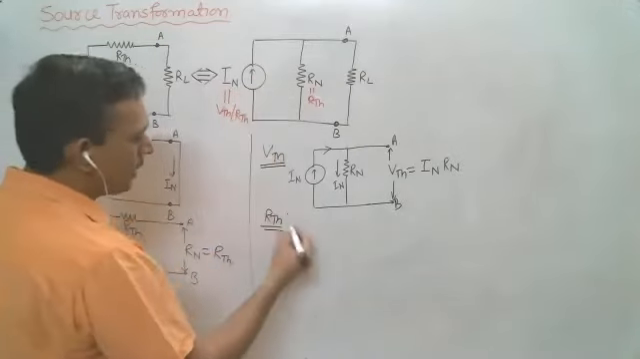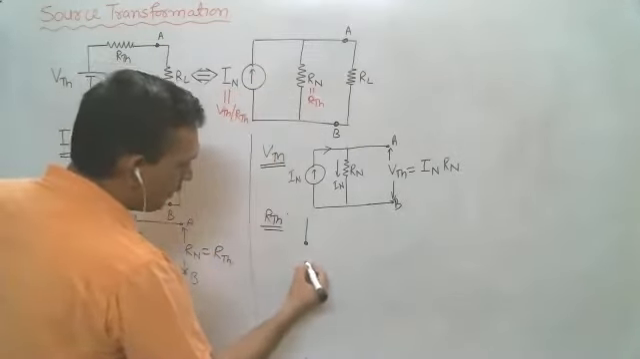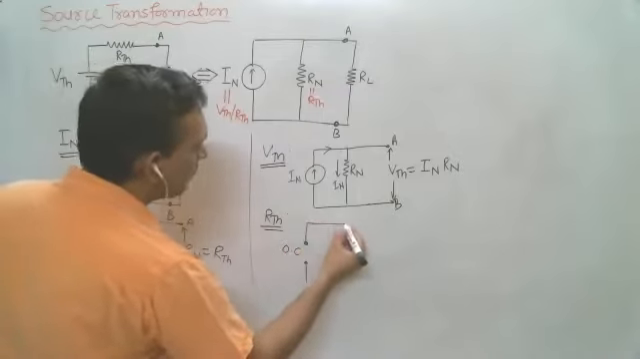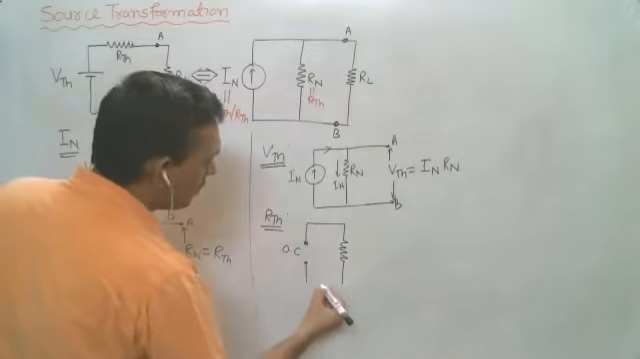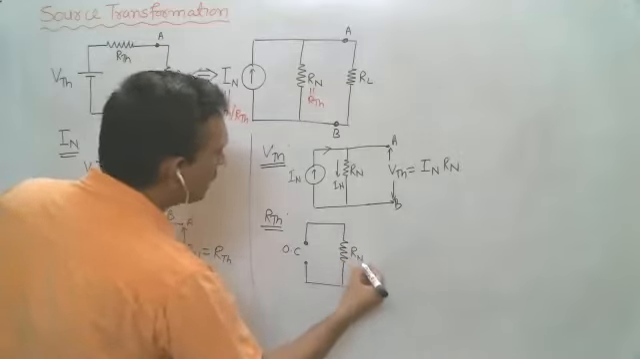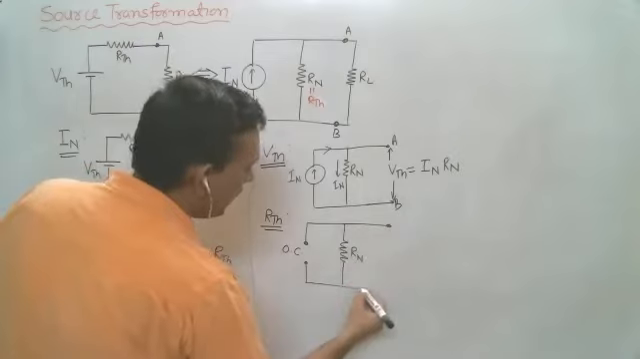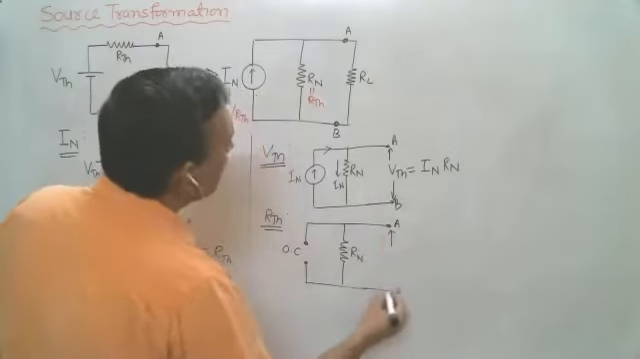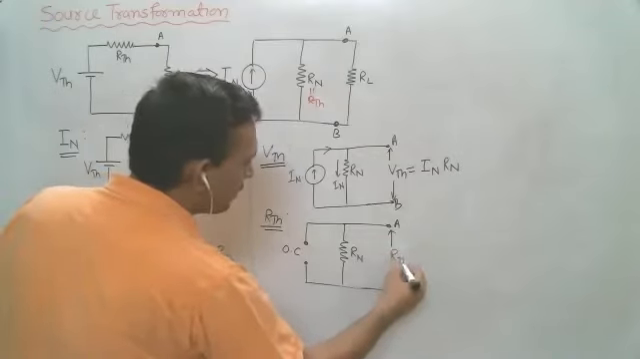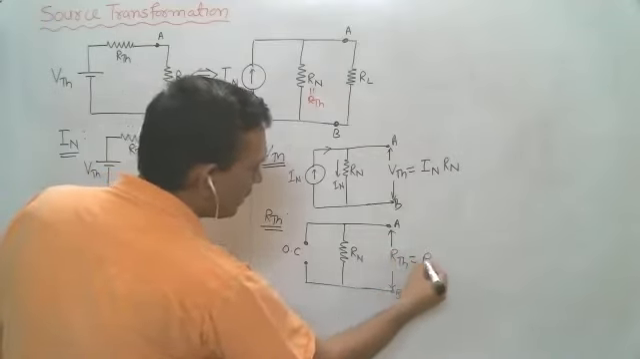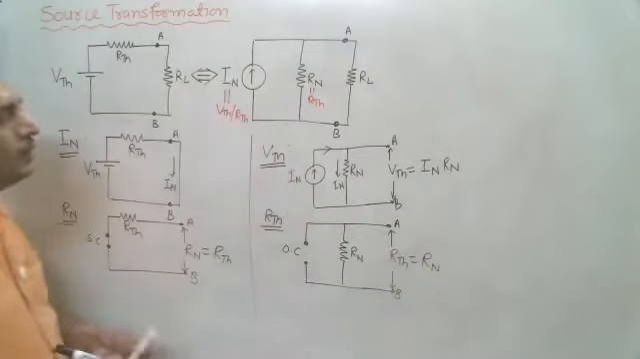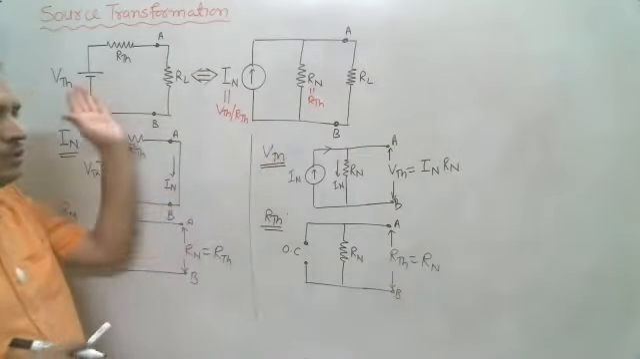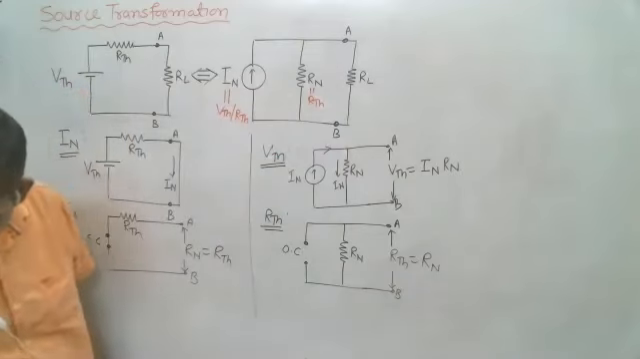And what will be RTH? Current source is open circuited. So open the current source. This is RN. And measure the equivalent resistance, AB. So this will be RTH. So again, RTH is RN. So you can convert a voltage source into a current source or current source into a voltage source.